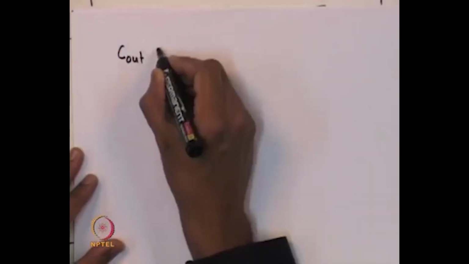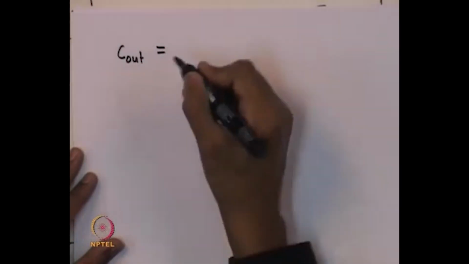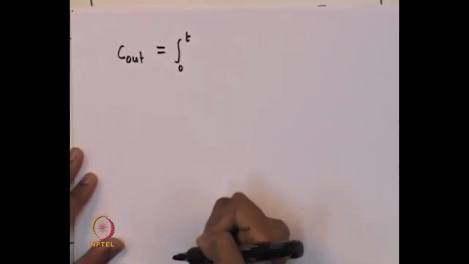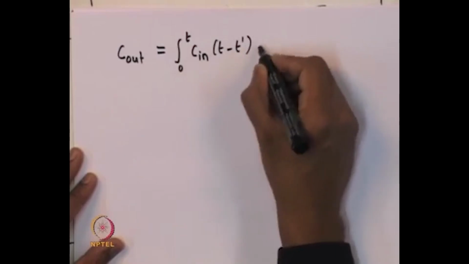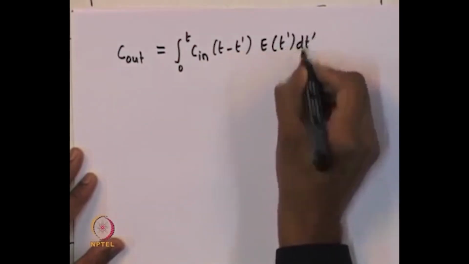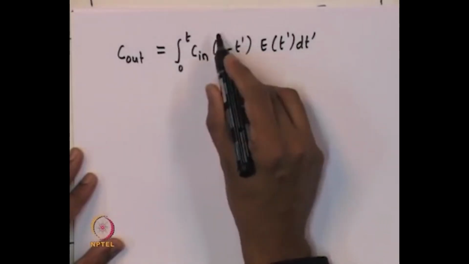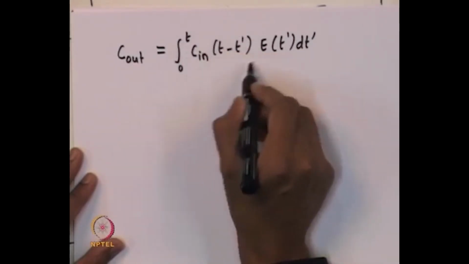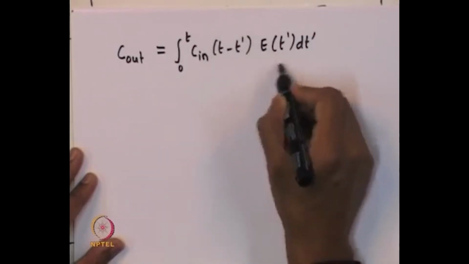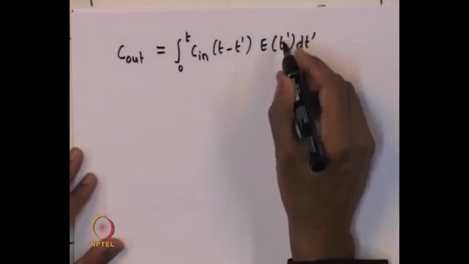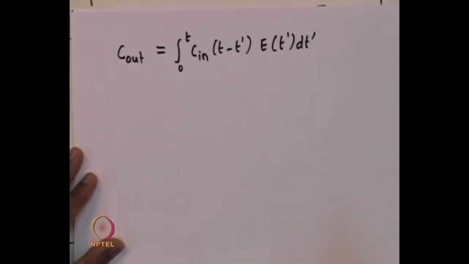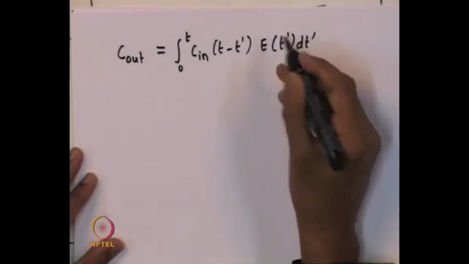So, we know from the convolution integral, from the convolution formula, that the concentration of the tracer in the output is related to the input concentration as the integral from 0 to t of C in (t minus t prime) multiplied by E of t prime dt prime, where C in is the input concentration of the tracer in the feed stream, and E of t is the fraction of the material that spends exactly t prime amount of time inside the reactor. That is, the residence time of that fraction of elements is t prime.